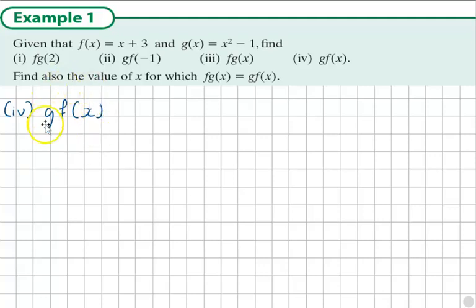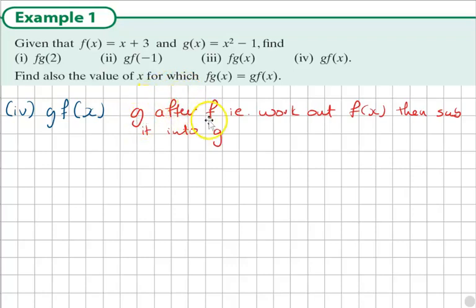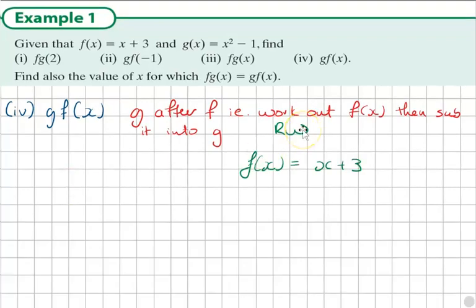Part 4, we're going to work out g after f of x. So g after f, i.e. work out f of x, then sub it into g. So there's no rough work to do here as such. We're just going to write down the function. So f of x is equal to x plus 3. And then we're going to substitute that into the function g.